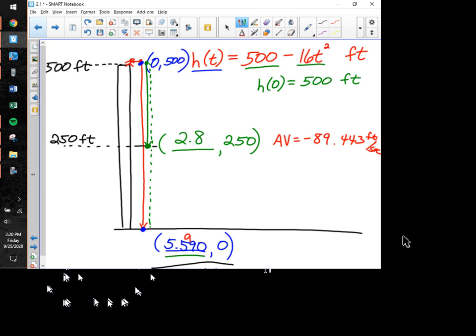And if it's traveling more slowly up here at the top, is it going to take more or less than half the time to cover half the distance? Well, if it's traveling slowly, it should take more than half of that time. So I'm expecting a value here greater than 2.8 seconds. Let's keep that in mind and let's see if we are right.